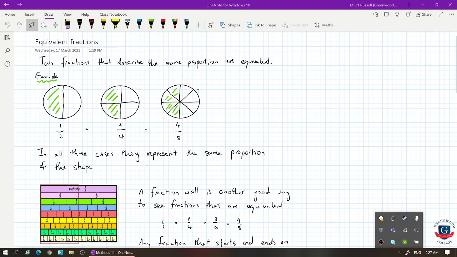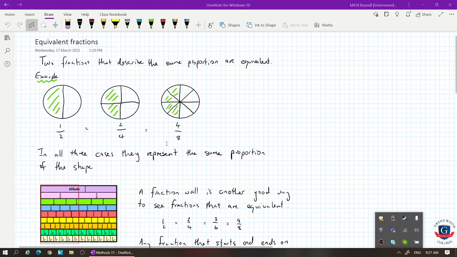In the third case, we split it into 8 parts, and 4 of the parts are shaded. We still have half of the object shaded in total, but we've got it in 4 separate parts this time. So half, 2 quarters, and 4/8 are all said to be equivalent.